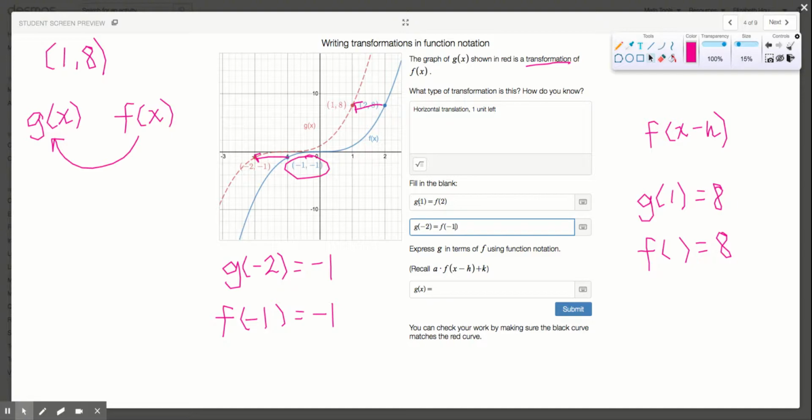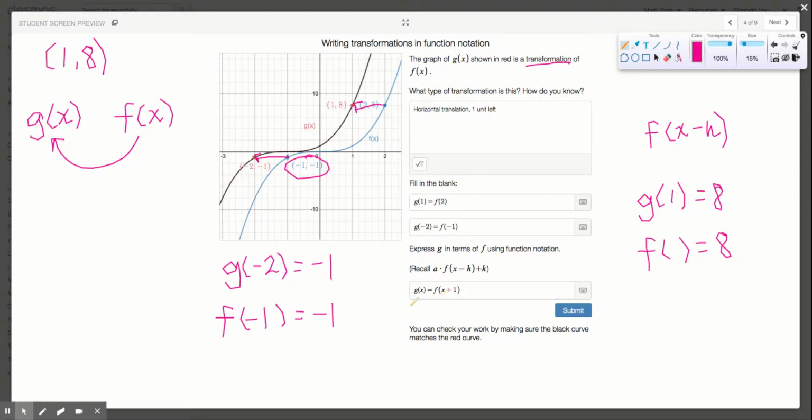So if I want to get g of a number, g of 1, I need to do f of 1 more than that number. So I need to do f of 2. If I need to get g of -2, I need to do f of 1 more than that number. So g of x actually equals f of x plus 1. How do I find the value on the g function? What this is kind of saying in words, to find g of x, you look 1 unit ahead at the f function.